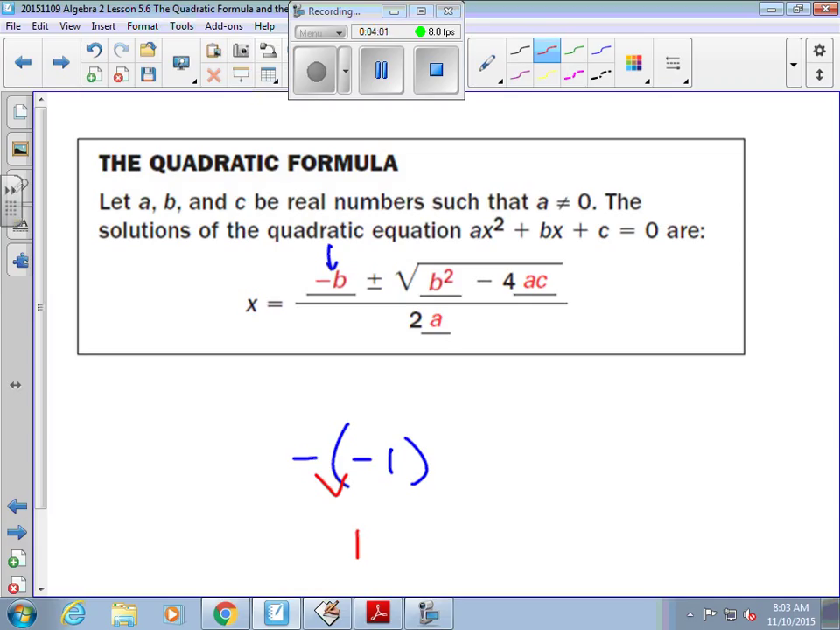But it's negative b. We have been exposed to that plus or minus symbol right after it. This represents 2 separate answers. One of them is plus, and the other one is minus.